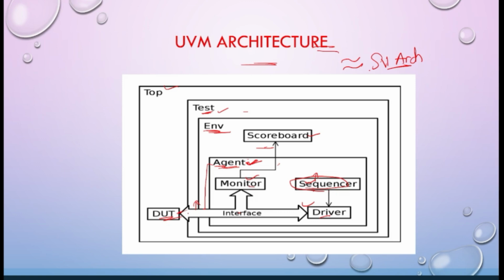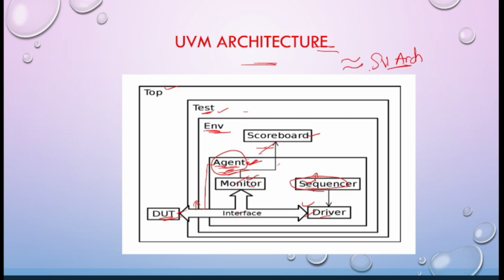So today I'm not going to explain anything that you already know from the SV architecture, like environment, scoreboard, driver, monitor. You have all seen those things within the SV architecture. Today we are going to talk about the agent. This is one extra important concept that is present within UVM. You don't see an agent in SystemVerilog, right?